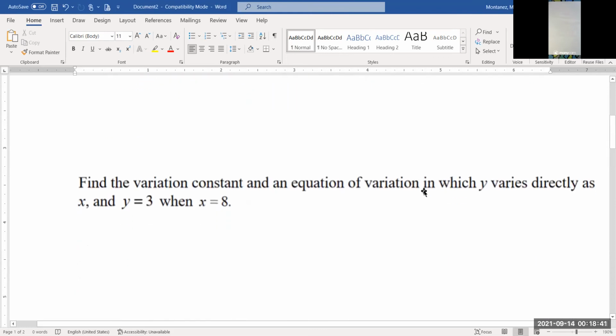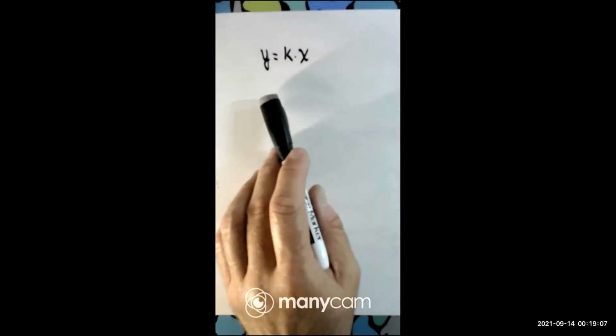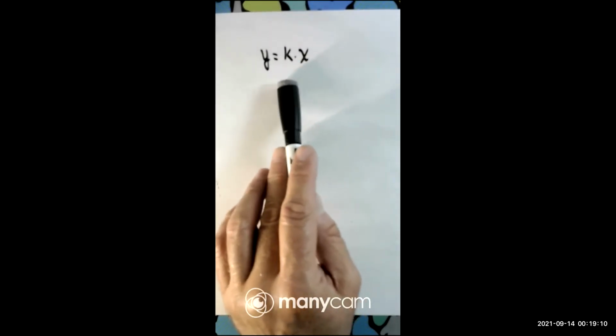The first example: find the variation constant and the equation of variation in which y varies directly as x. Once they tell us that y varies directly as x, we already know that y equals kx, because it varies directly. So y is 3 when x is 8. No big deal.